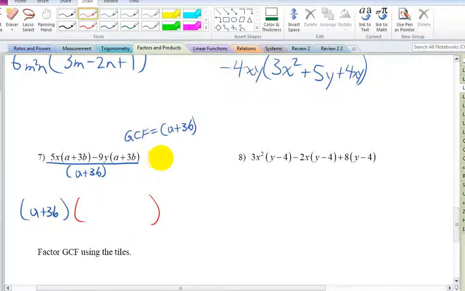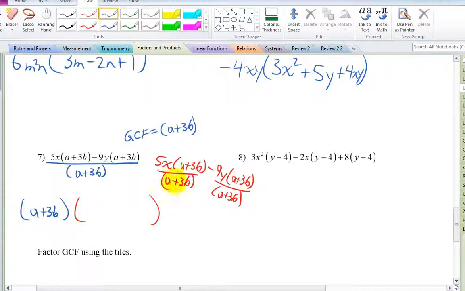Well, I'm just going to write this out the long way here. A plus 3b minus 9y, a plus 3b, and divide each of them by a plus 3b, a plus 3b. Oh, cross these out. What's remaining? 5x minus 9y. Okay, so your GCF is a bit more complicated.